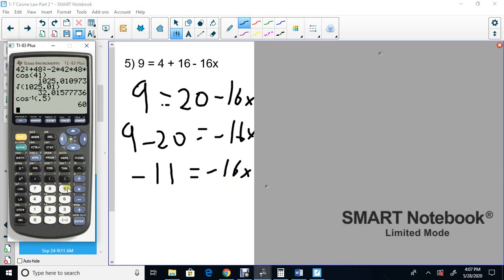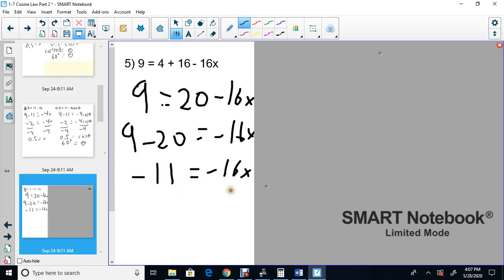Let's see. So 9 minus 20. It's definitely minus 11. And then divide both sides by minus 16. And x equals negative 11 divided by 16.